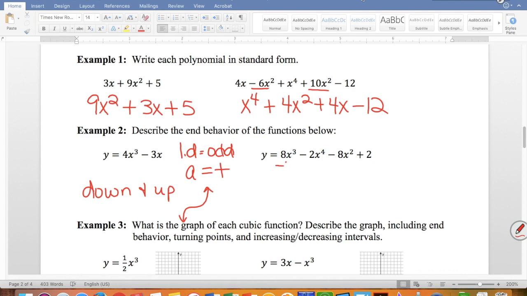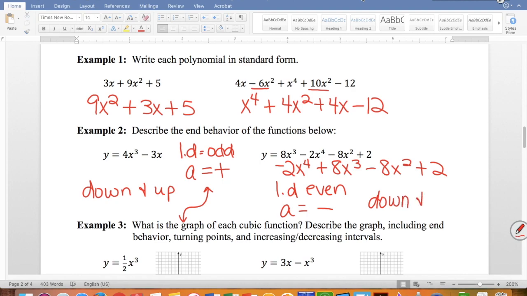So let's go ahead and rearrange this: 2x to the 4th plus 8x cubed minus 8x squared plus 2. Now my leading degree is even, and my a is negative. So instead of what we thought we had, we now have a behavior that would go down and down. So the end behavior would be down and down, and it would look something like this, most likely, just down and down. Okay? So there's your two examples so far in this section.